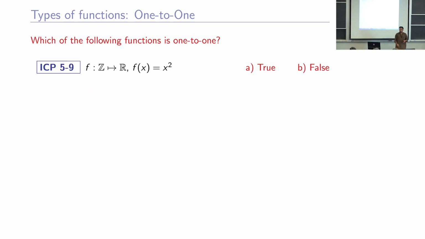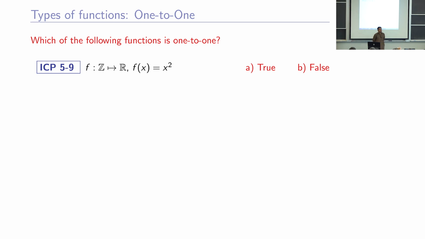This function is one-to-one. Okay, let's do these functions quickly. Suppose the function is from integers to reals, and the mapping is given as f of x equals x squared. You give it an integer, it will return the floating point real of the square, right? So, essentially, you will just add 0.0 to it. Is this one-to-one? Why not?